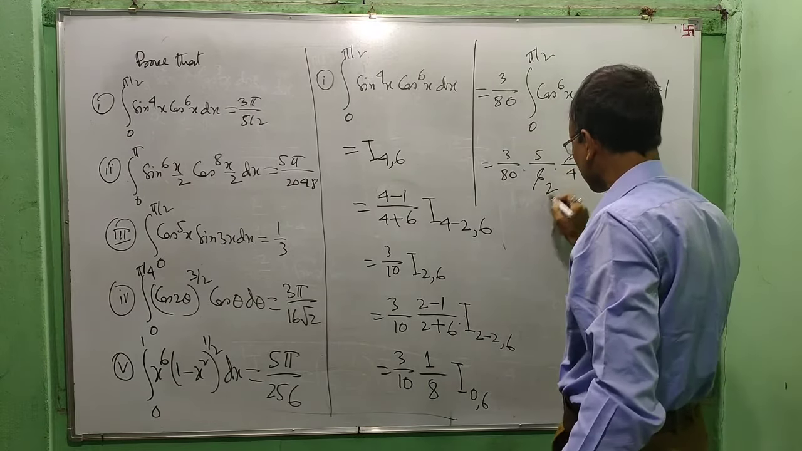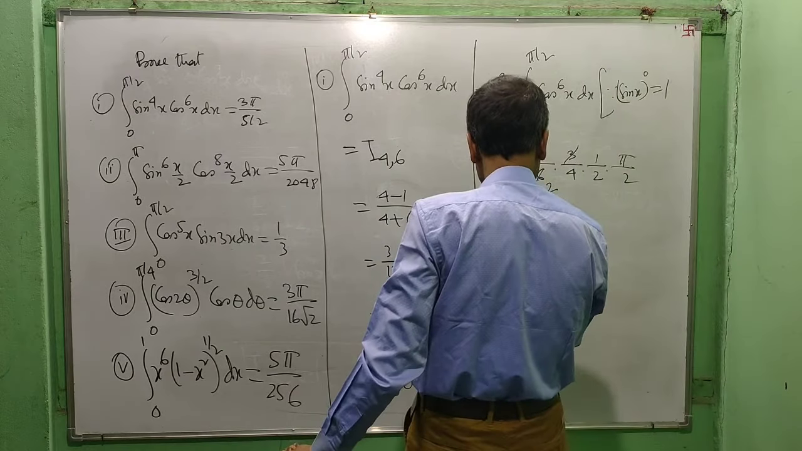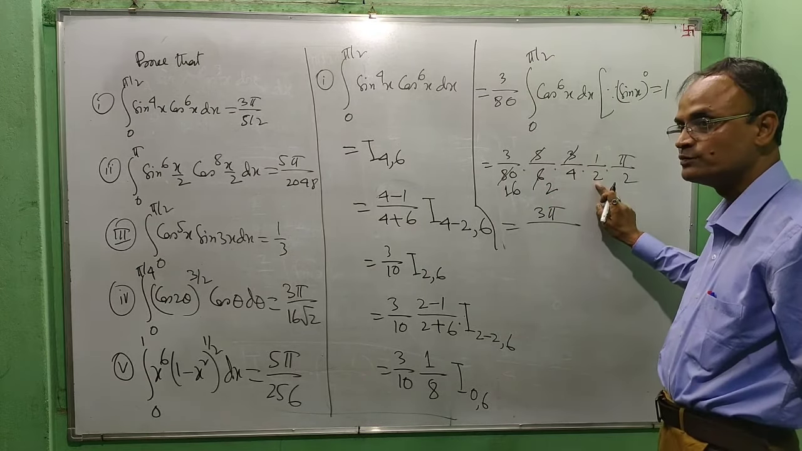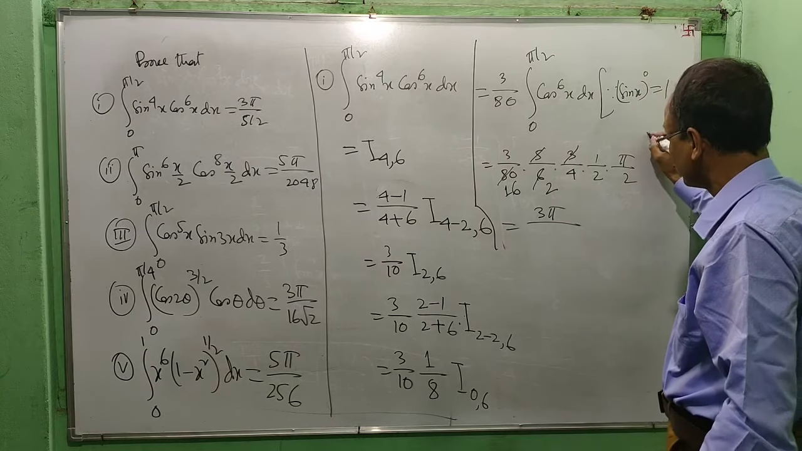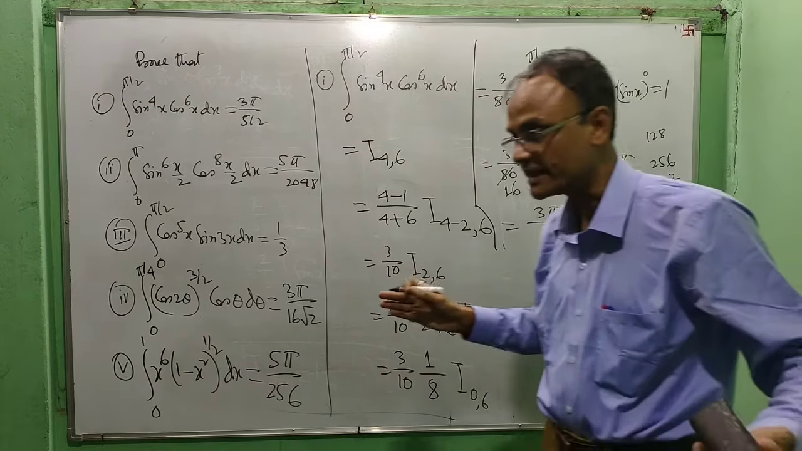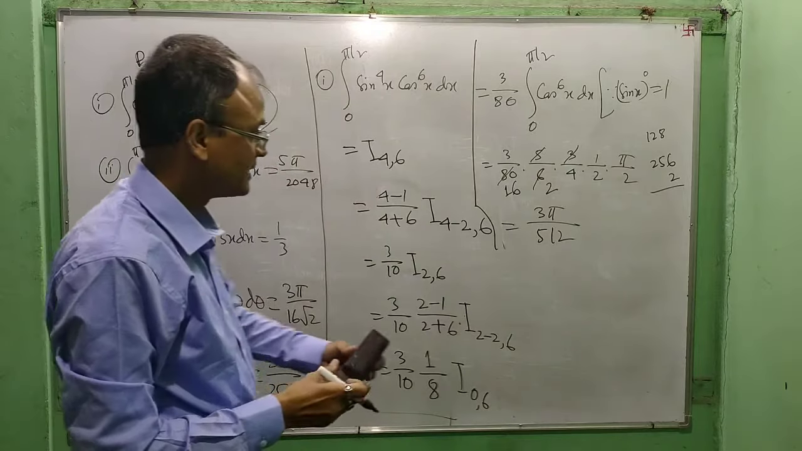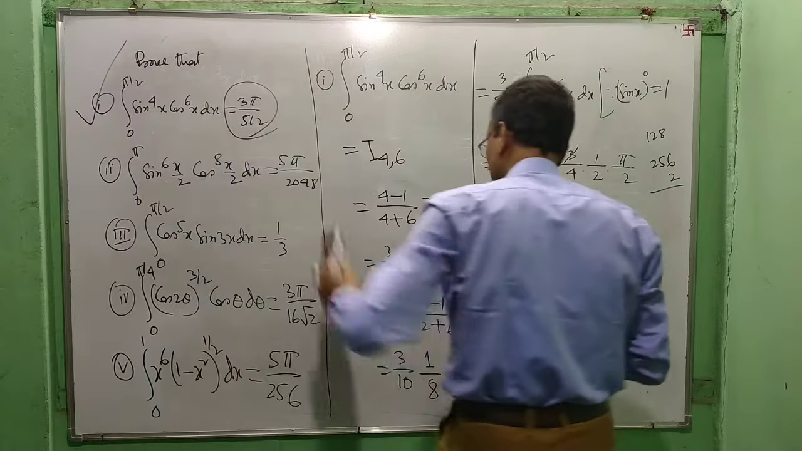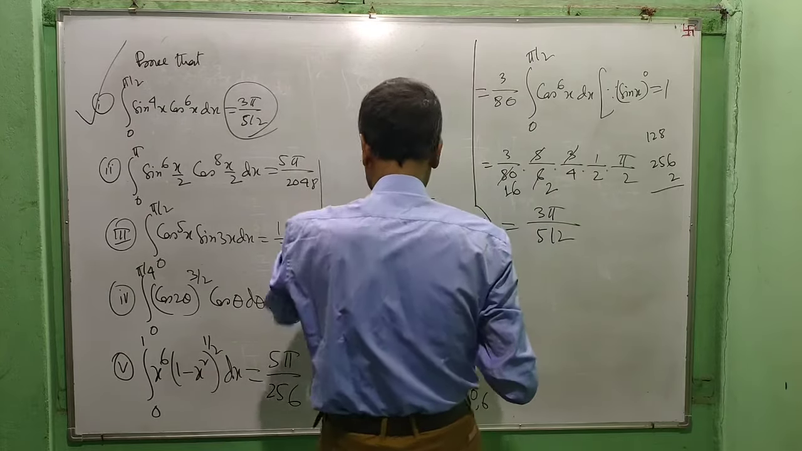Now 3 here it will be 2, 5, 16. And this is equal to 3 pi divided by 16 into 2, 32. 32 into 2, 64. 64 into 2, 128. 128 into 2, 256. 256 into 2, 512. This should be equal to 512. 3 pi divided by 512. This problem has been done. We have solved this problem. Perhaps you understand this. Question number one, we have solved question number one.